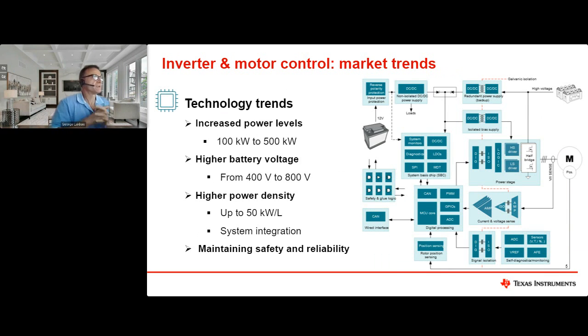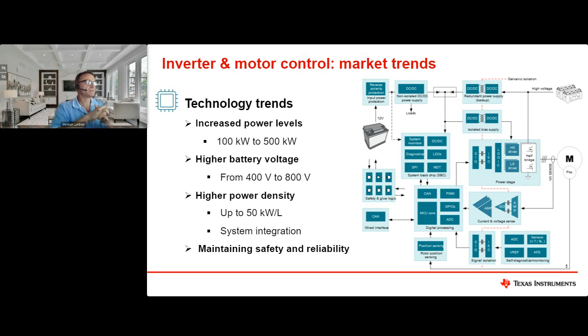So, market trends in terms of inverter and motor control. In terms of the technology trends, we're seeing increased power levels. Today's mainstream vehicles are roughly in the 60 to 70, perhaps 80 kilowatt power level range. But we're seeing for next generation electric vehicles, power levels increasing anywhere from 100 kilowatts all the way up to 500 kilowatts or even more.